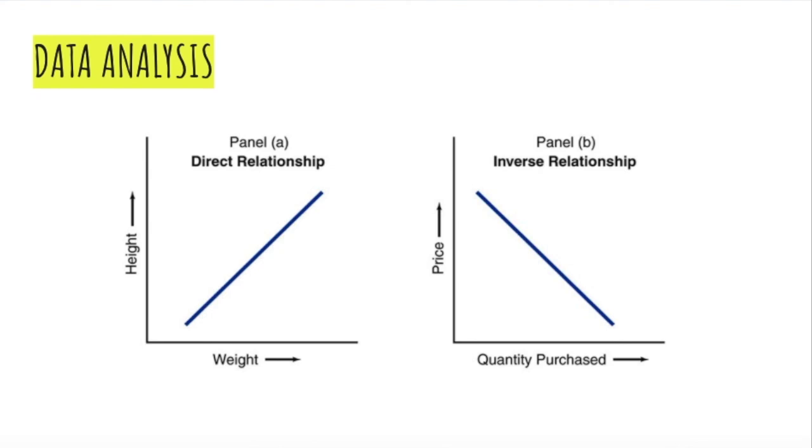However, let's say we have a table and in column A, the values increase, but in column B, the values decrease. Then we would say that there is an indirect relationship between column A and column B. Let's look at the graph on the right. As quantity purchased increases, the price decreases. Therefore, we can say quantity purchased and price are indirectly related.